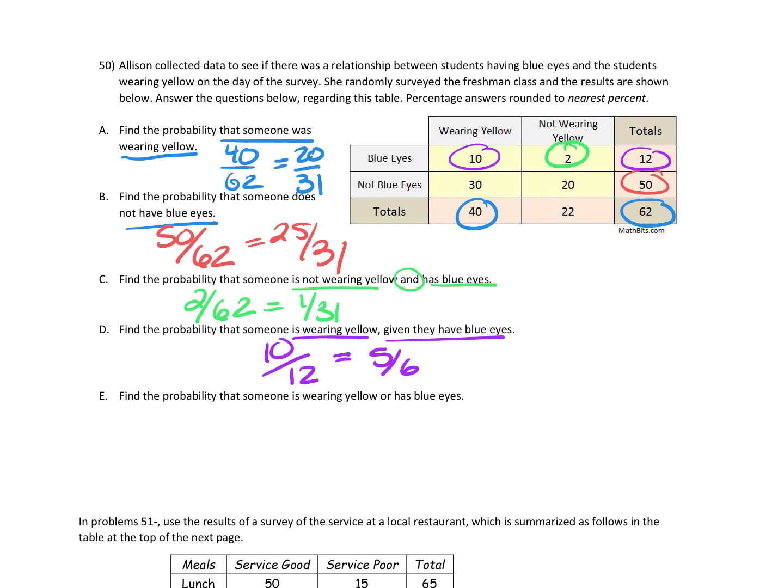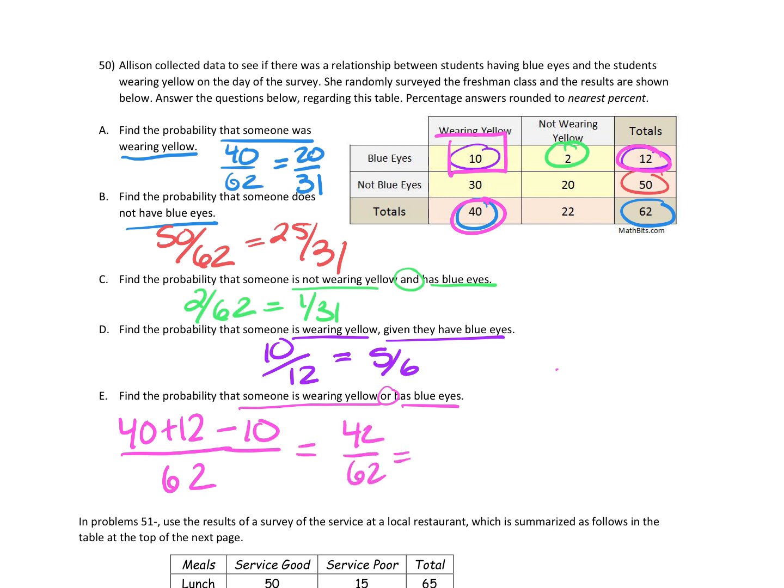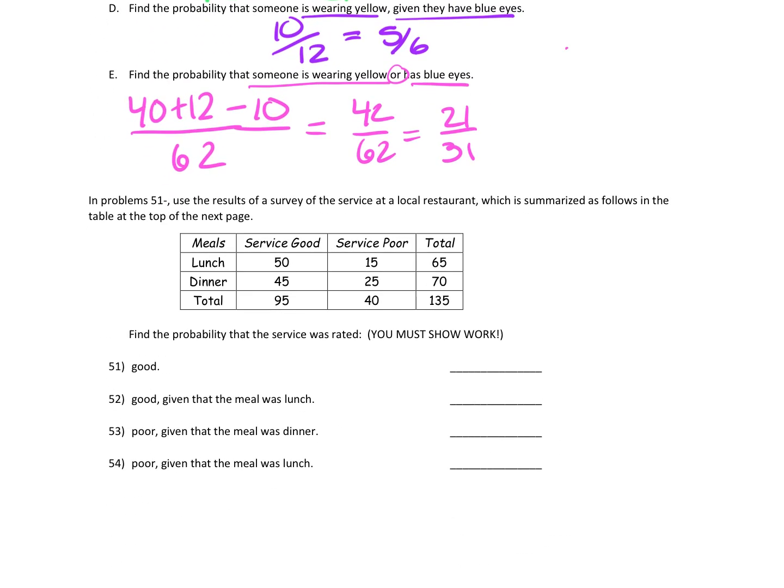And then probability that someone is wearing yellow or has blue eyes. So this is where we're going to add them together out of the total. So wearing yellow is 40, and then has blue eyes is 12. So 40 plus 12. And then we have to subtract off the overlap, which is yellow and blue eyes, so minus 10. It's going to give us 42 out of 62. Sorry, 21 out of 31.